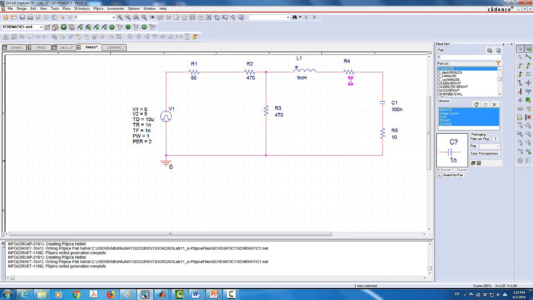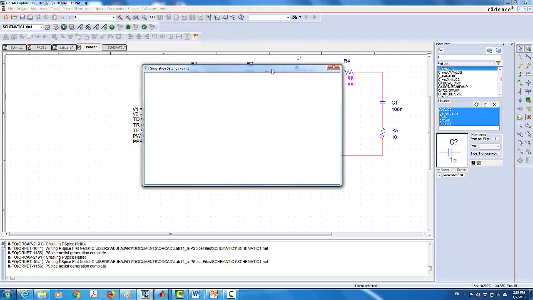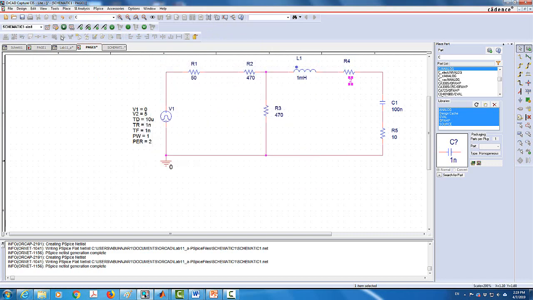Now we're going to define the simulation. So I'm going to show you the simulation we have. Here we're only going to simulate for 0.2 millisecond, which is 200 microseconds, and we're going to use the maximum step size of 10 nano. We're going to apply, say okay, and that's basically what we have.